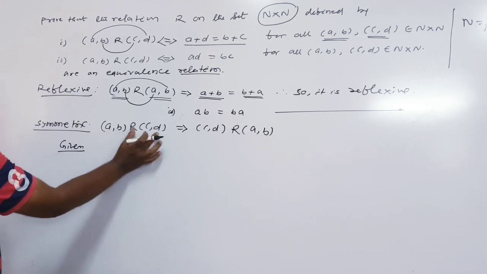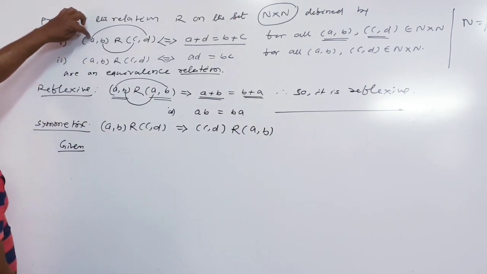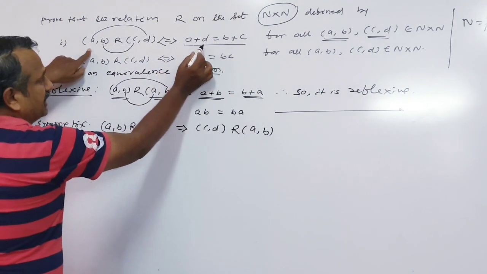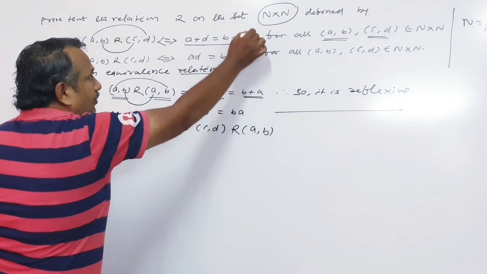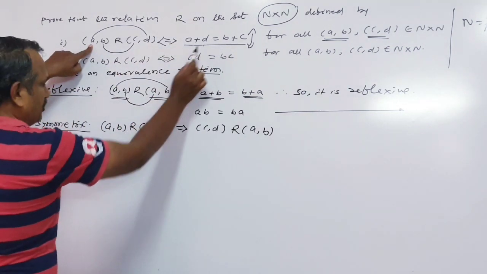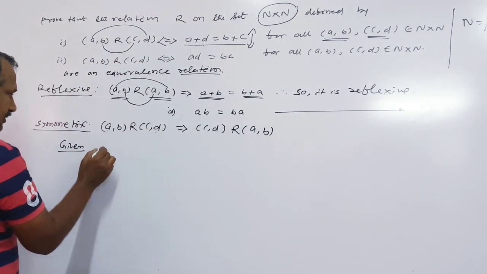(a,b) is related to (c,d). Now here (a,b) is related to (c,d). What is the condition? This question is given. Okay. Now here a plus d.